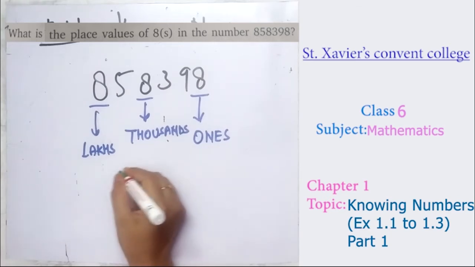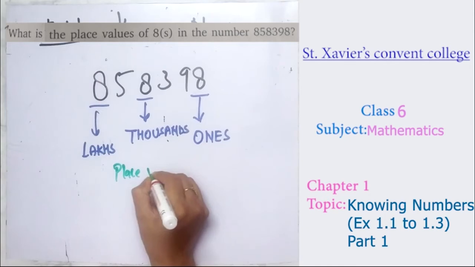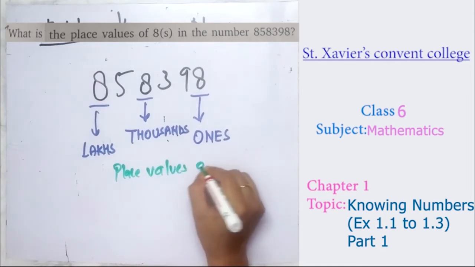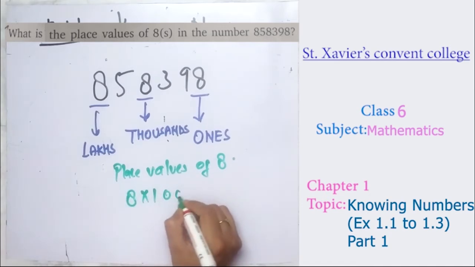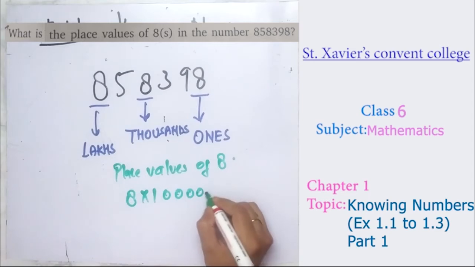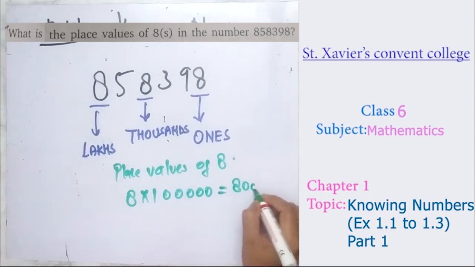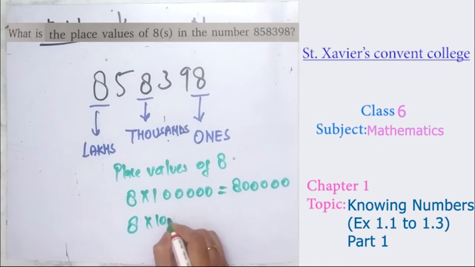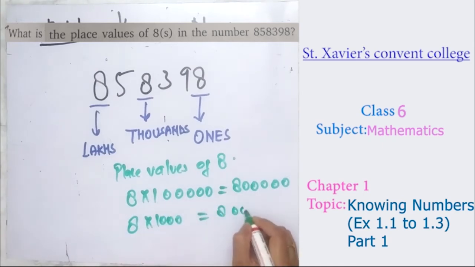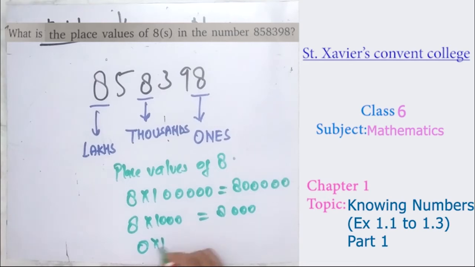So how are you going to write your answer? They have asked you the place values of 8. The first is 8 lakh, so 8 into 1, 2, 3, 4, 5. The next is 8 thousands, 8 into 1000, that is 8,000. And the last is ones, that is 8 into 1, that is 8. These are the place values of 8s.